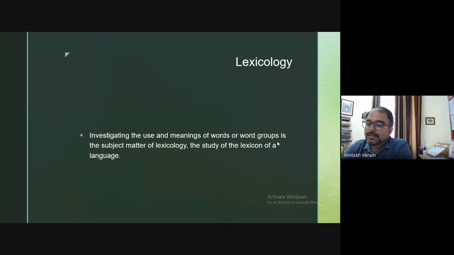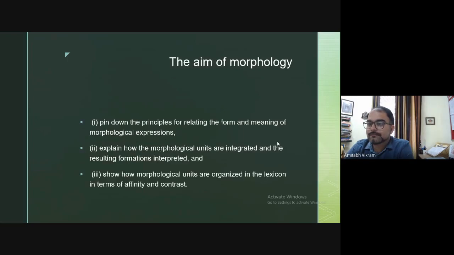In the study of the lexicon of a language, generally we do not go for the etymology, but you can also go for the etymology as well, and that is part of historical linguistics. But generally in lexicology, you are more concerned about the study of the lexicon of a particular language.